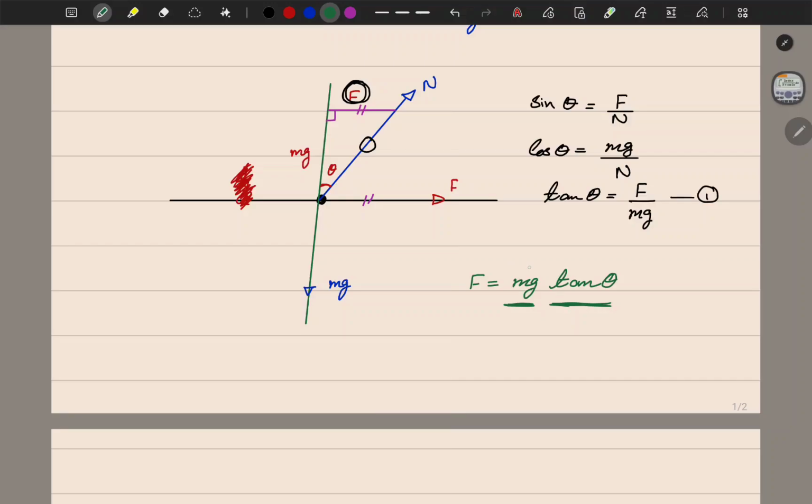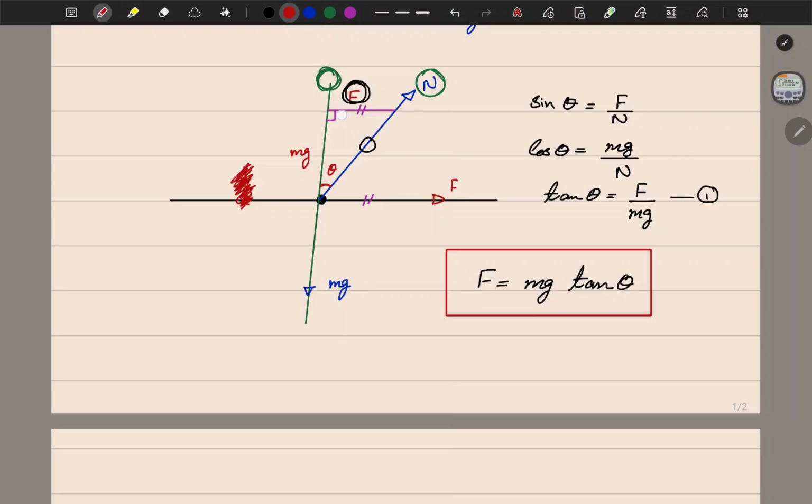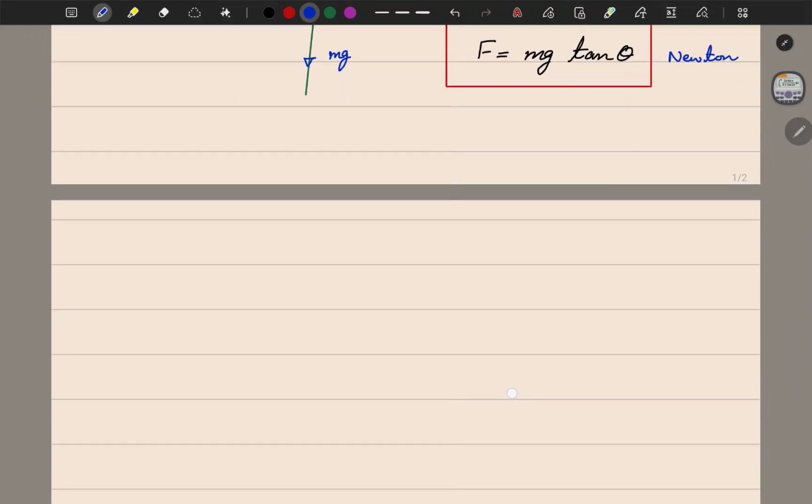And this angle is the angle between the normal force and the vertical, or between the body itself, the tilting of the body itself, and the vertical. And the unit is newtons. The unit for force is Newton.